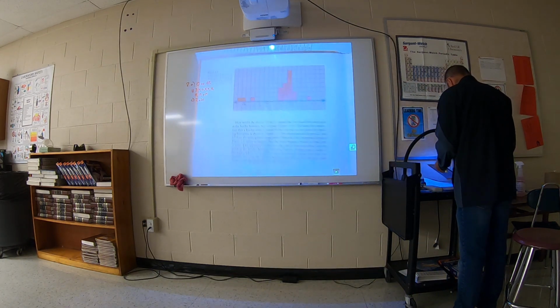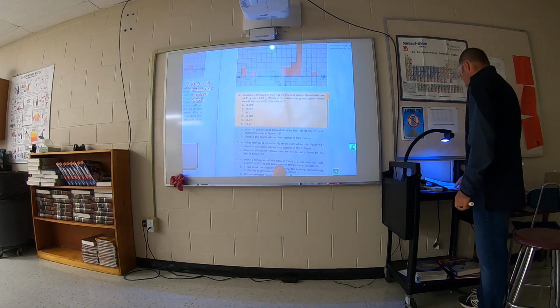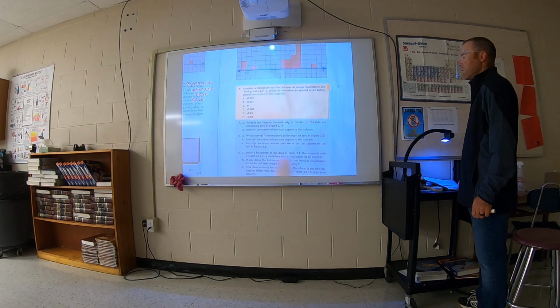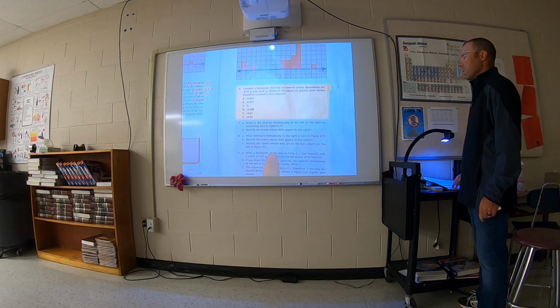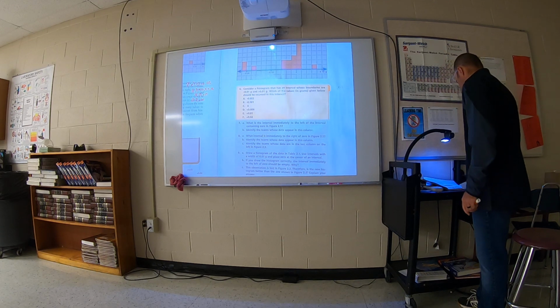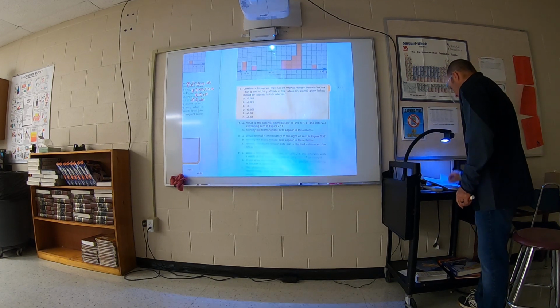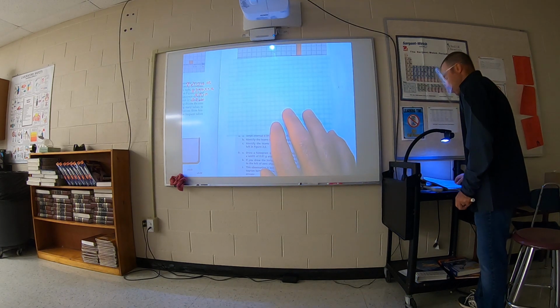Okay, then for number 9, it says draw a histogram of the data in table 2.1 using intervals with a width of 0.01 and place 0 at the center of an interval. So this is how we're going to set it up. I'm actually going to draw it on here, I think would be the easiest.